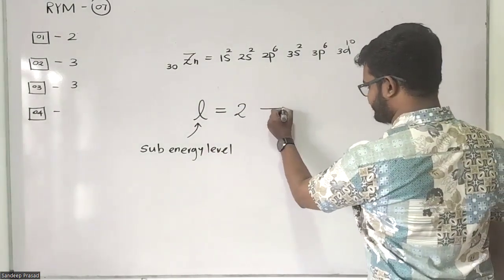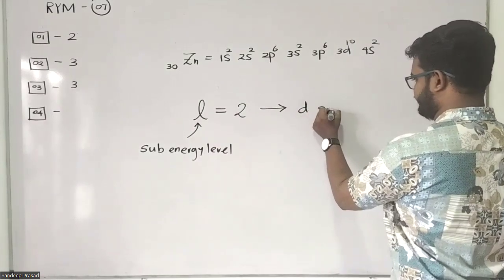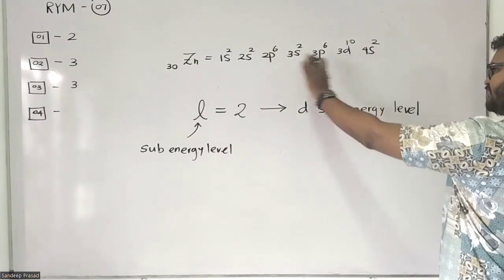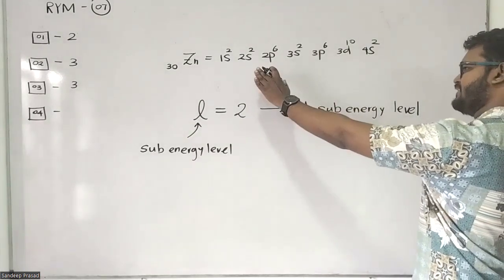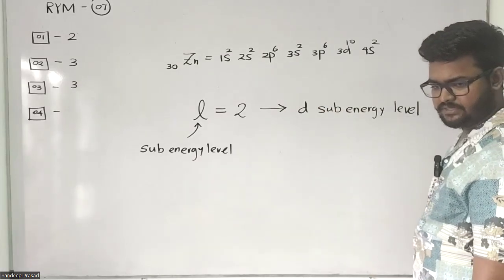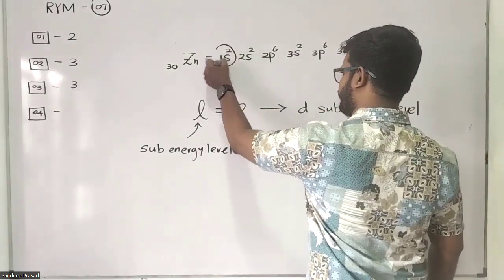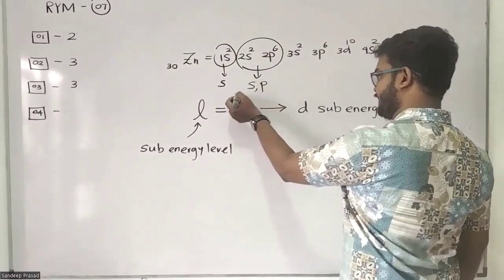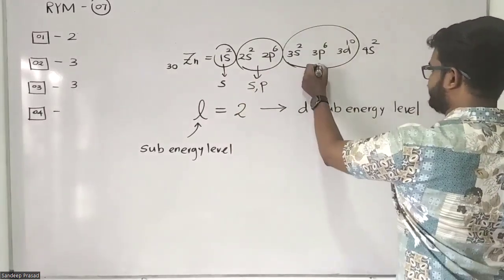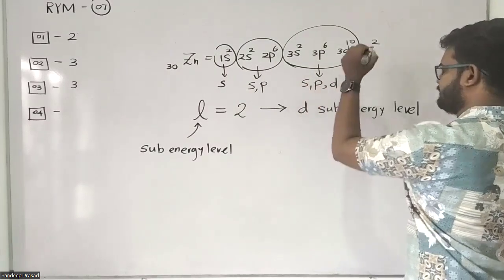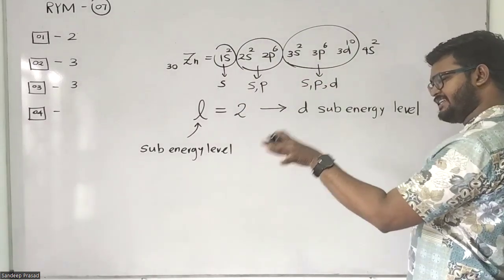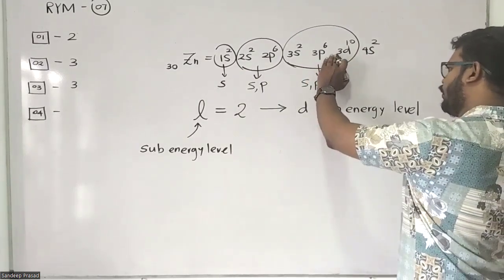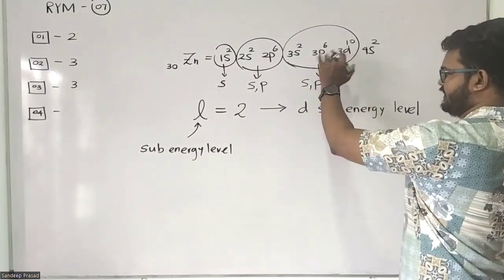We can tell that if it is L equal 2, definitely that one should be the d sub-energy level, right? So we know that in the configuration of zinc, we can see the d sub-energy level only in the third principal energy level. In the first principal energy level, we have only s sub-energy level. In the second principal energy level, we have only s and p. When you go to the third principal energy level, s, p, d, 3 sub-energy levels are there. Actually, the d sub-energy level starts from the third principal energy level, right? So therefore, there is only 3d orbital in the third principal energy level.